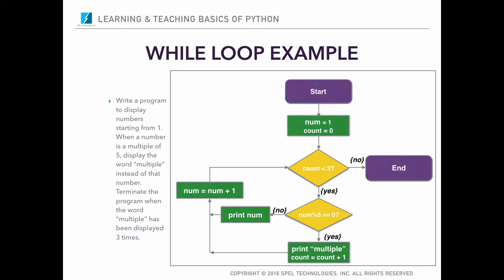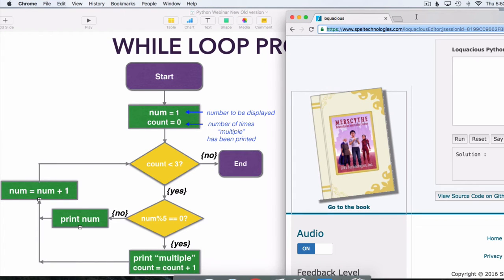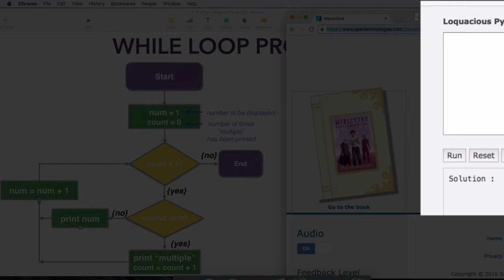Now once you have this flowchart, or you have written some pseudocode that describes the sequence of steps in your program, you can convert it into Python code. Next, we will use the flowchart that we have created to write our program. To begin with, we are initializing the variables num and count. Recall that num is the value of the number that is to be displayed. So we are going to be generating numbers starting from 1, and num has been initialized to 1. The variable count holds a count of the number of times the word multiple has been printed out. To begin with, this is 0. So count is initialized to 0.